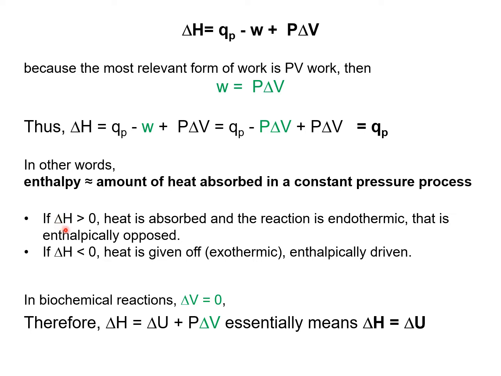And there are different conditions for delta H and what it means. Basically, whether it is enthalpically opposed or favored. And in biochemical reactions, delta V is 0 because a cell's volume doesn't change that much from the biochemical reactions. So delta H is going to be delta U.